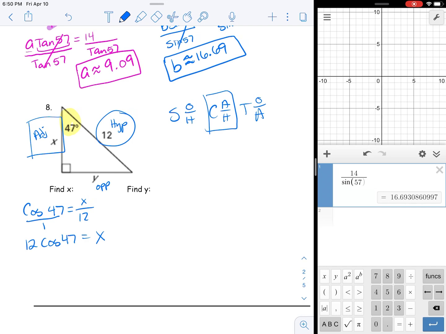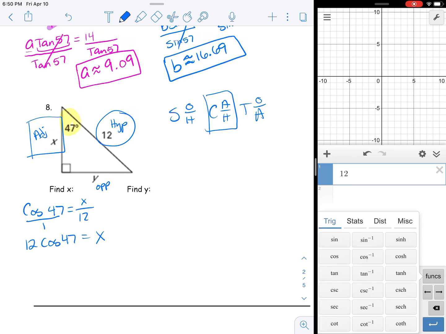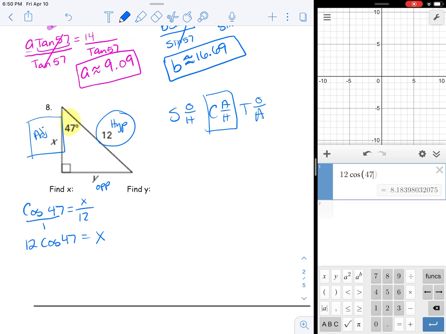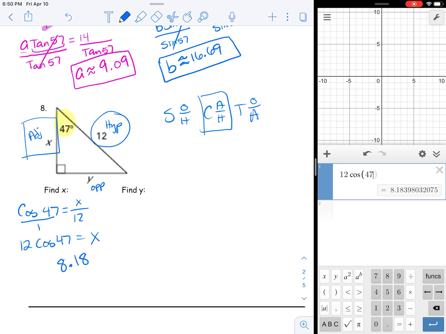So this is a time when you're going to multiply. So we're going to multiply 12 times cosine 47. 8.18 is our x value. Pretty easy. I love it when it's a multiply kind.